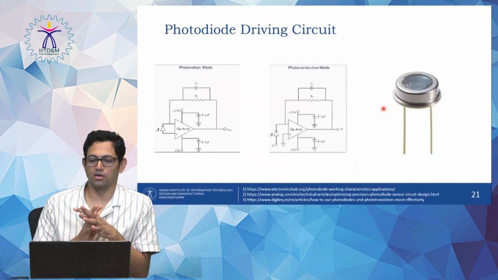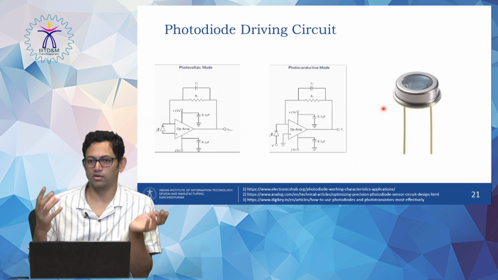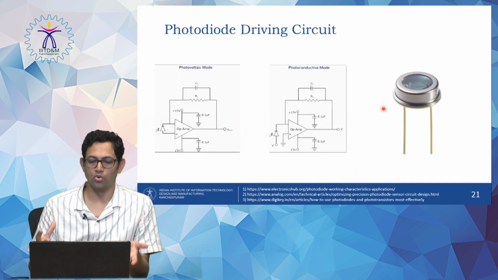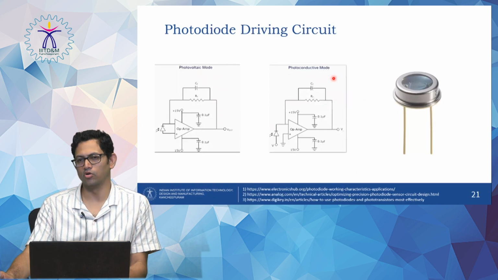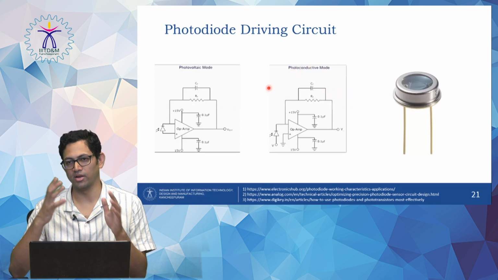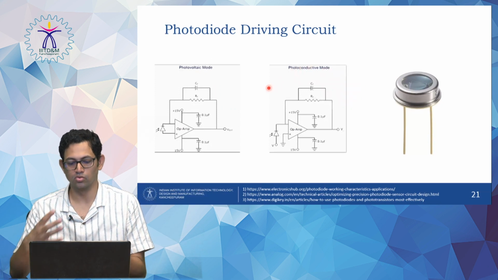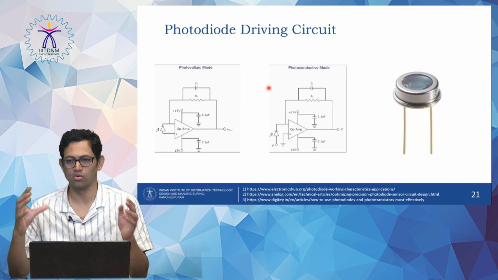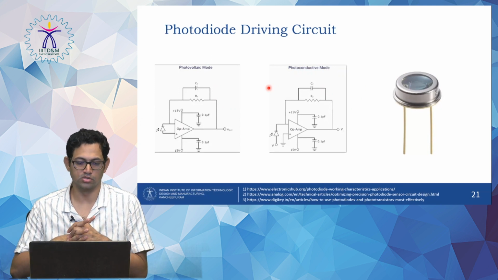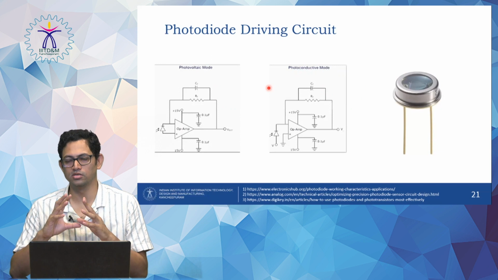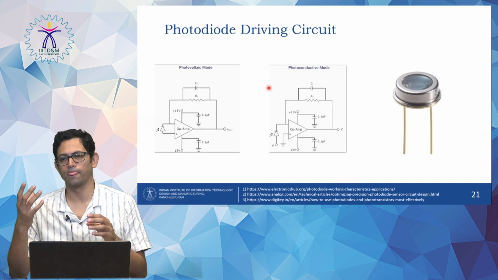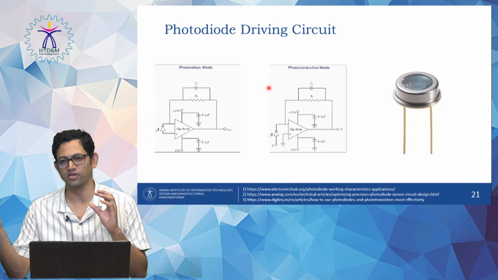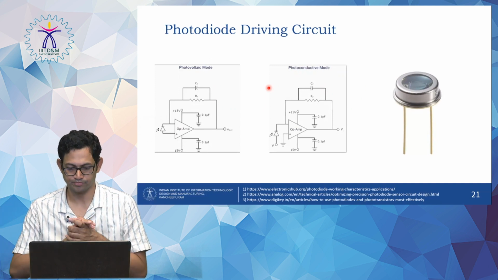To drive this photodetector, the photodiode, there could be two modes. Either you can go for photovoltaic mode, or the second is photoconductive mode. Both have their own applications. If you are interested, you can go through a few of these references to learn how to drive the photodiode. Most of the time, using op-amps is one of the best ways to drive photodiodes, because it is more sensitive, and you can easily use another stage for amplification purposes as well.